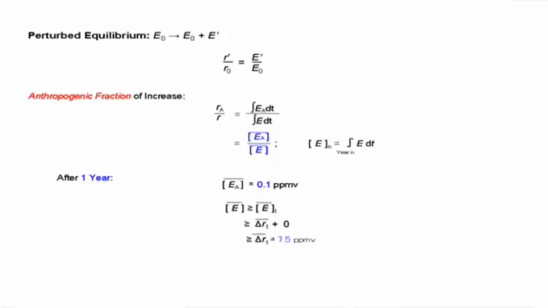In 1960, the anthropogenic fraction of increased CO2 must be smaller than 1.3%. Sound familiar? It's close to the equilibrium level.